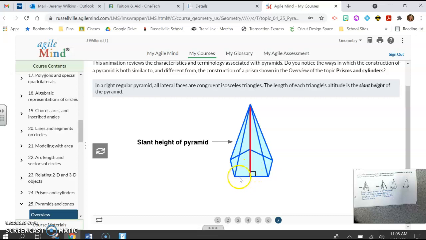And it's going to be perpendicular to this base edge, and it's going to connect the vertex, but it's the height of this triangle, okay, not the pyramid. It's the height of this lateral face, this two-dimensional figure right here, this triangle.